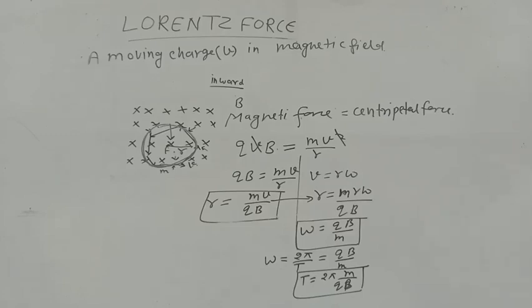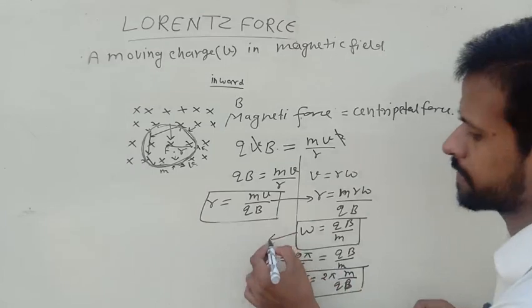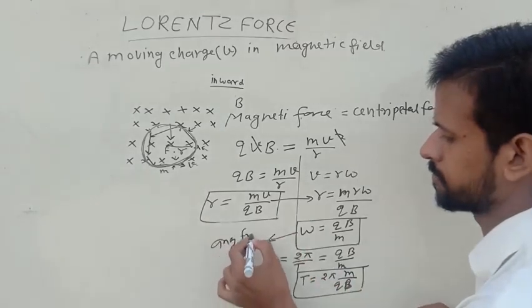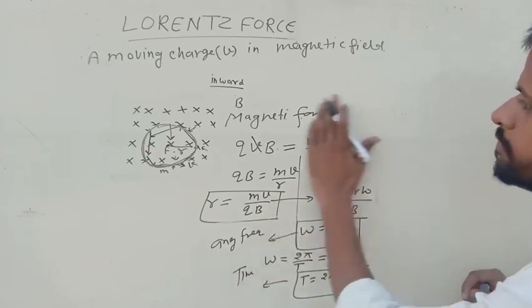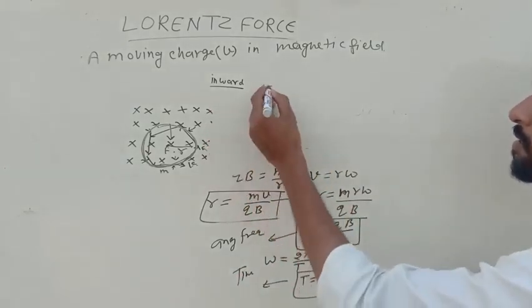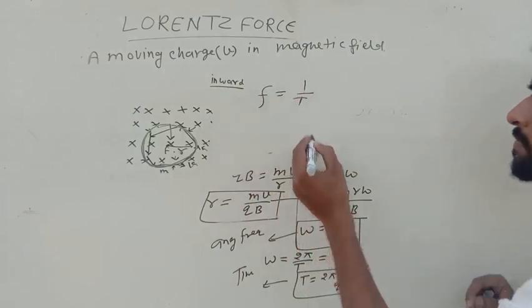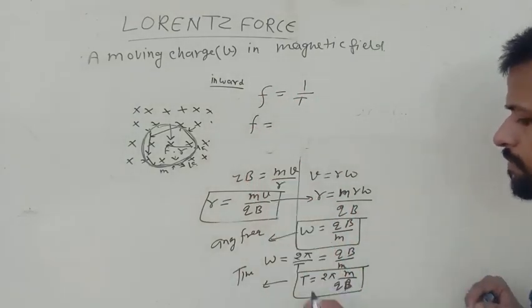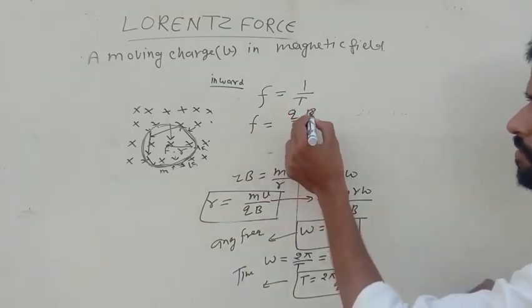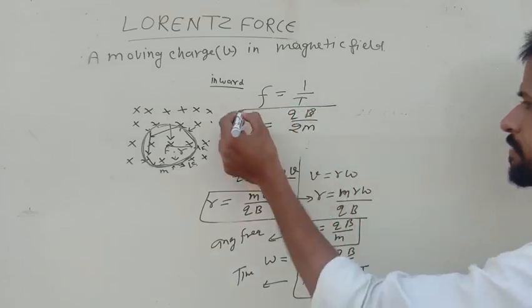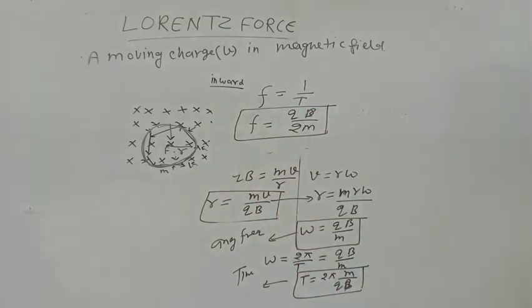So this is the expression for angular frequency and time period. This is the angular frequency and this is for the time period. Now we know that frequency is given by 1 by T, which means frequency is qB upon 2 pi m. This is the expression for frequency.